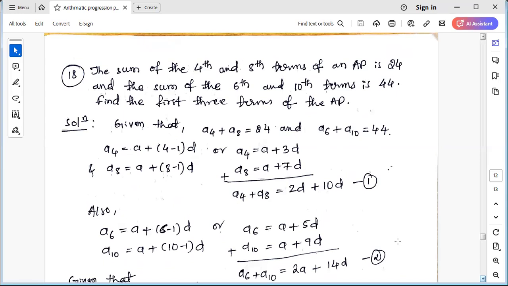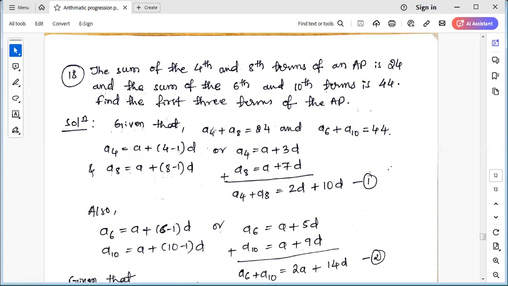Next, come to the 18th problem. The sum of the fourth and eighth term of an AP is 24, and the sum of the sixth and 10th term is 44. Find the first three terms of the AP. You can solve this, no problem.